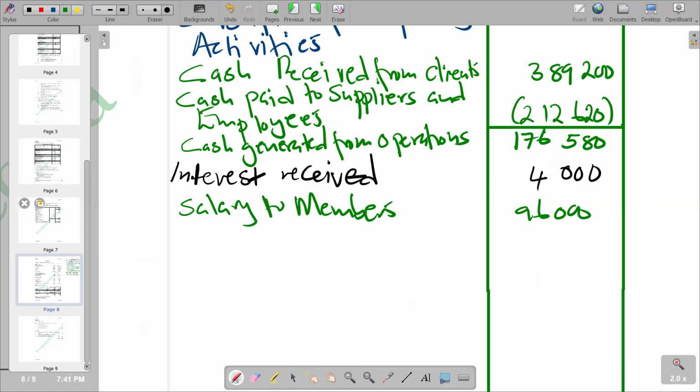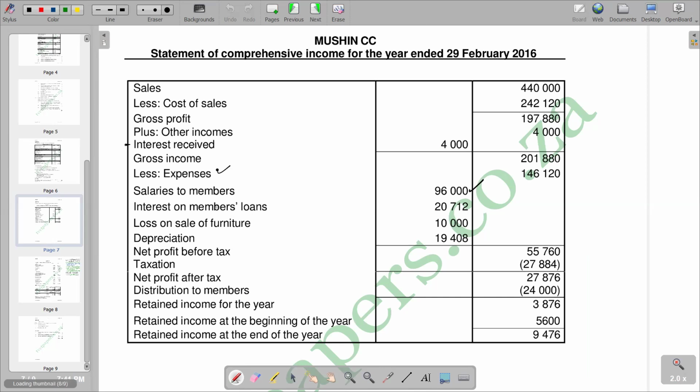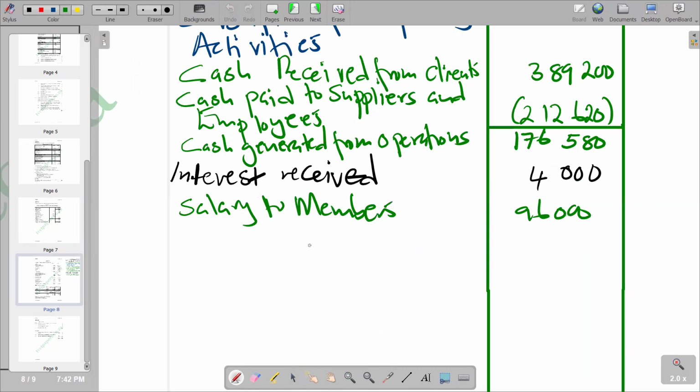Then we can go back to check another outflow besides our salary to members. We have interest on members' loans, 20,700, which is here. It's also a payment, so we'll show it as a negative again. It's an outflow. We can say interest on members' loans.